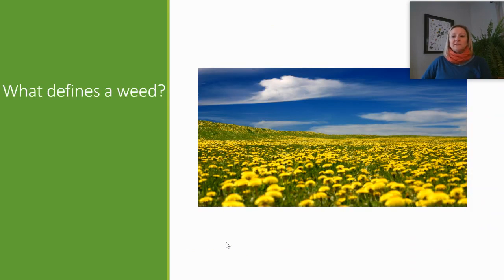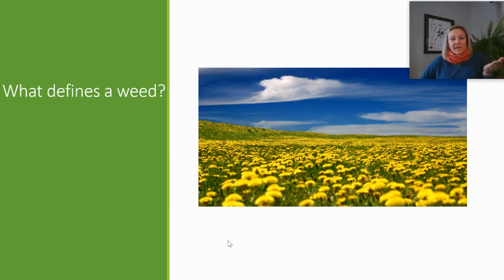What defines a weed? We're looking at this picture of a field of dandelions, and one might say, oh, that's a field of weeds. To some, that might be a field of weeds, but to others, it might not be. How many of you think a dandelion is a weed? I think you're too young to think a dandelion's a weed. I like dandelions. I don't like them in my yard, but I like them as a little flower.